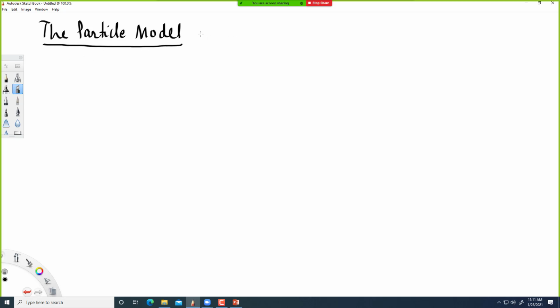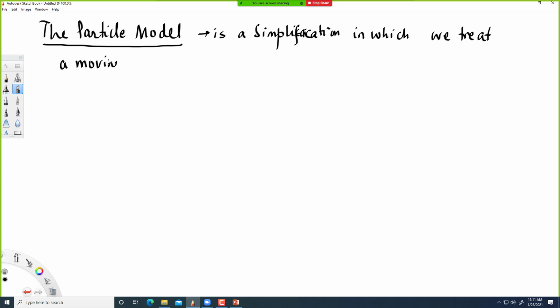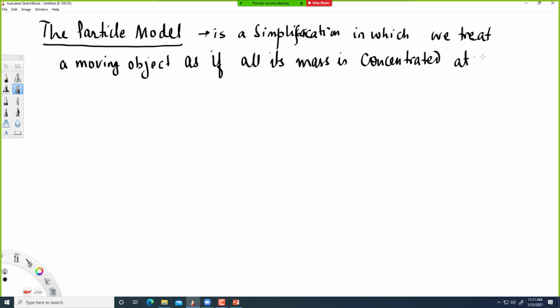So this is a simplification in which we treat a moving object, it could be moving or something that is stationary, that is not moving, as if all its mass is concentrated at a single point.